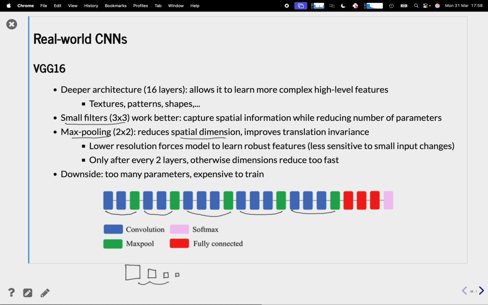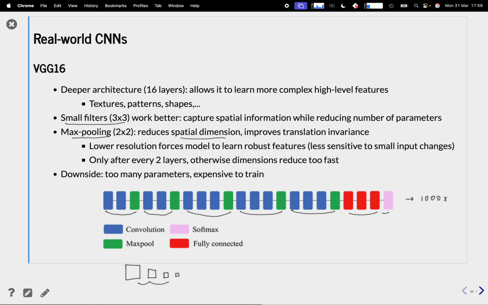Max pooling, like I said, reduces the spatial dimension. You don't want to do it every convolutional layer, otherwise you would be out of pixels halfway through the network. You don't want that, so you want to do max pooling only after so many convolutional layers. And then you find the best balance between them. At the end, you have three fully connected layers, then softmax, and this was trained on ImageNet, so it means you have 1,000 output classes.